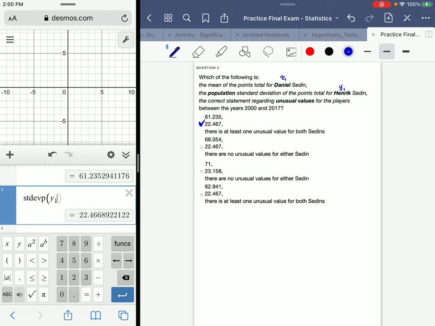Then we get into the usual versus unusual. Just a quick refresher. The usual and unusual values are distinguished, or separated, or partitioned by this computation: x bar plus or minus 2 times s. Now, this is related to population information, so we would say mu plus or minus 2 sigma. We have two individuals here, Daniel and Henrik.